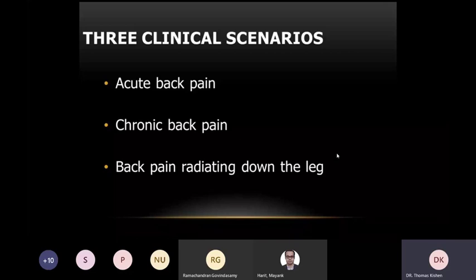Neck and back pains are something that general practitioners and orthopedic surgeons see all the time. And as spine surgeons, that's all that we see. So I'm going to divide this into three clinical scenarios. One is acute low back pain. The second is chronic low back pain. And the third is back pain radiating down into the leg.